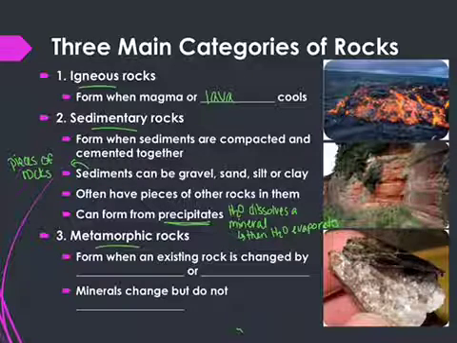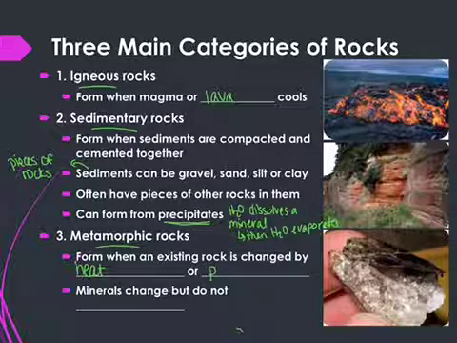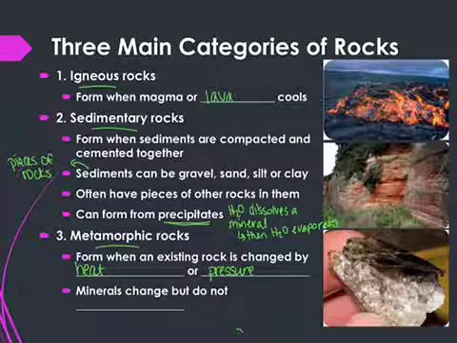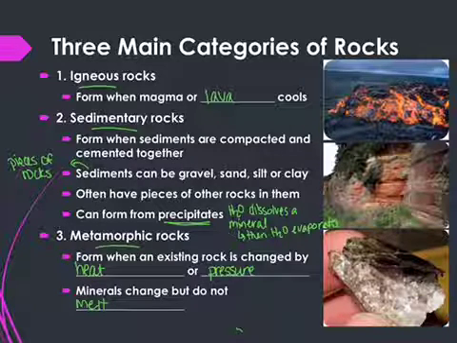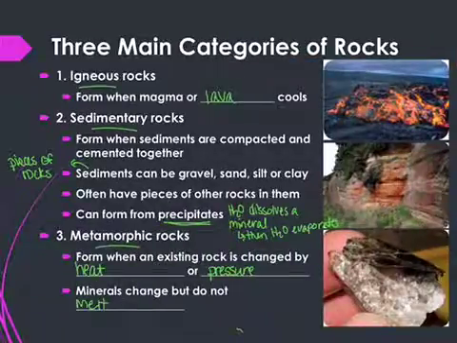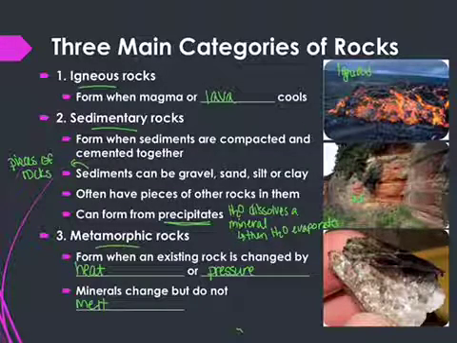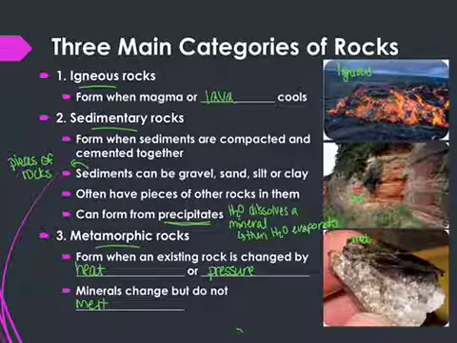The last type of rock is metamorphic rocks, and this is when an existing rock is changed by heat and or pressure. The minerals change, but they do not melt, so their crystals will rearrange. In each of these pictures here, we have lava cooling, so this would give us igneous rocks. Here would be your sedimentary rock example, and lastly, down on the bottom would be your metamorphic rock example.